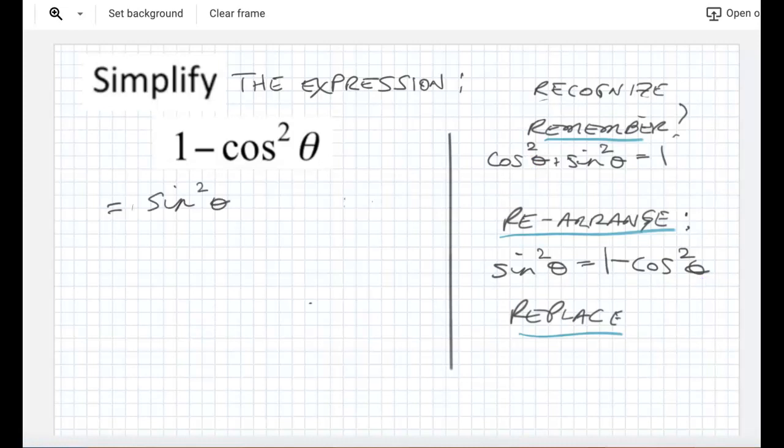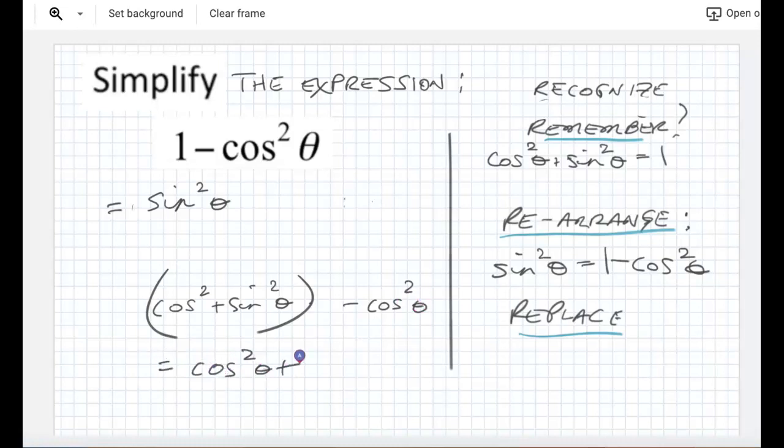That's all it is. Others amongst you might have said, well, I know that the number 1 itself is cos squared theta plus sine squared theta. So you might have replaced there, and then on the outside you still have to subtract cos squared theta. Some people do it that way too. And then what that's saying is cos squared theta plus sine squared theta minus cos squared theta, and that's just equal to sine squared theta as well.